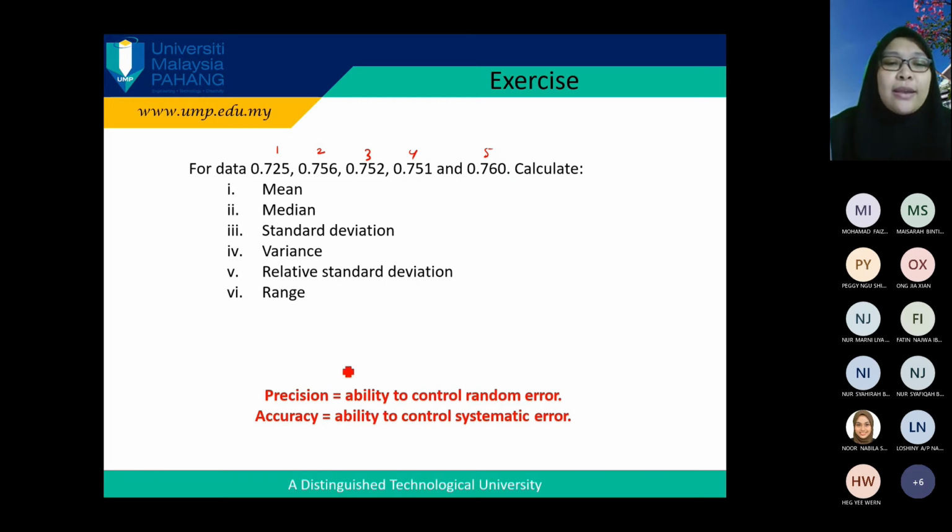So be careful. And then when you look at the bottom here, when you calculate the precision or standard deviation, this standard deviation, it is able to control the random error, the first error. So if you want to reduce the random error, you need to calculate the precision or standard deviation. And if you get a very low standard deviation, means that you have a very high precision and you're able to control the random error. Okay. While for accuracy, it is ability to control the systematic error. Okay.